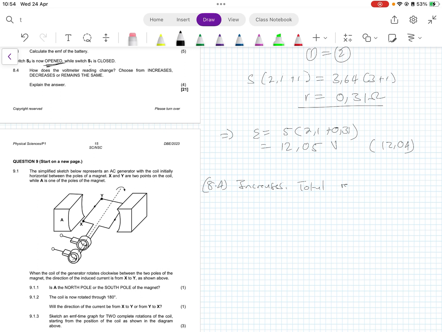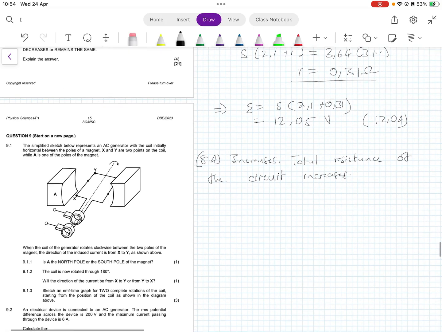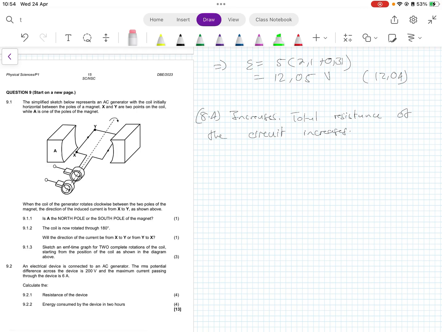Why? Total resistance of the circuit increases. And we are done with question 8. Question 9. Let's go.